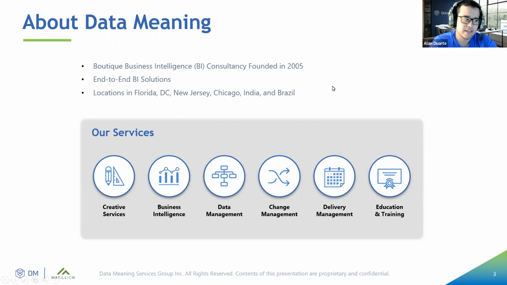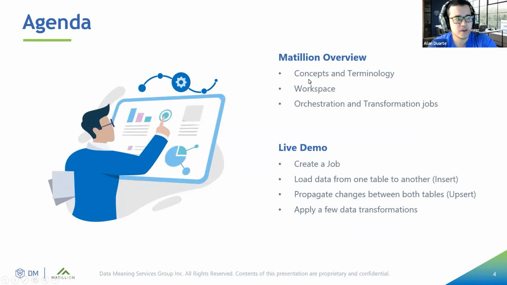Okay. Moving on, the agenda for today is to have a little bit of an overview of Matillion. We are going to talk about concepts and terminology, the workspace, and the two kinds of jobs we can have, which are orchestration jobs and transformation jobs. After that, we are going to create a quick job to present a few functionalities of the tool. The idea of this job is to load data from one table to another in Snowflake. We will also perform an update strategy operation between those two tables, trying to replicate data from one table to another, and we can also apply a few data transformations to show what we can do.